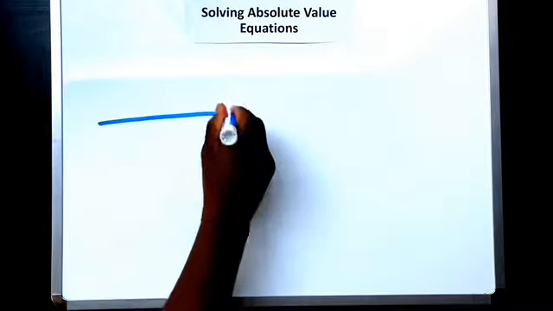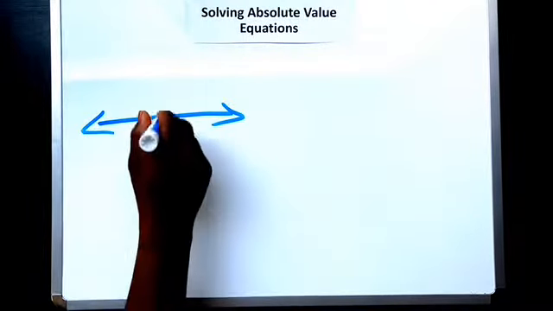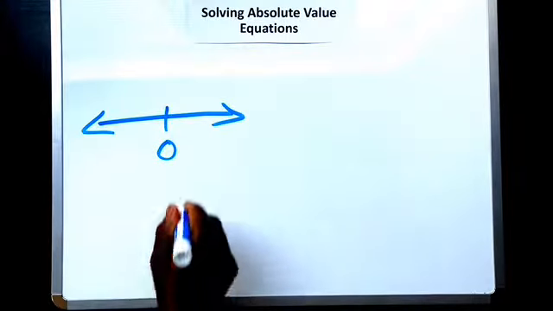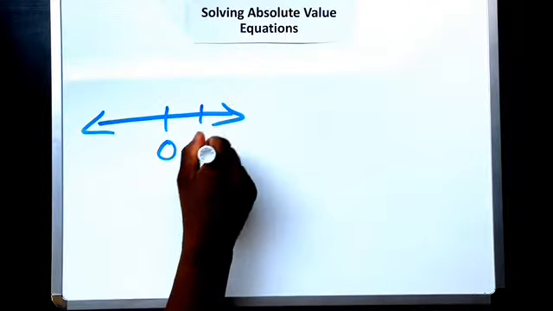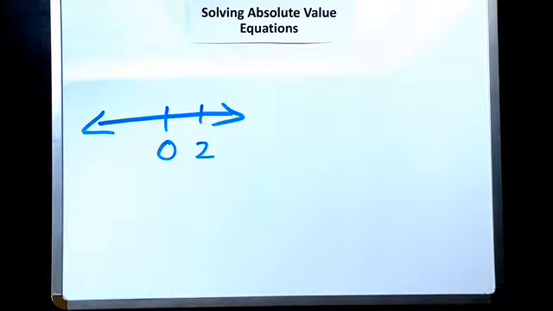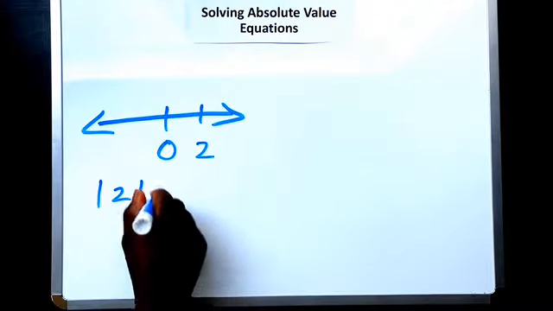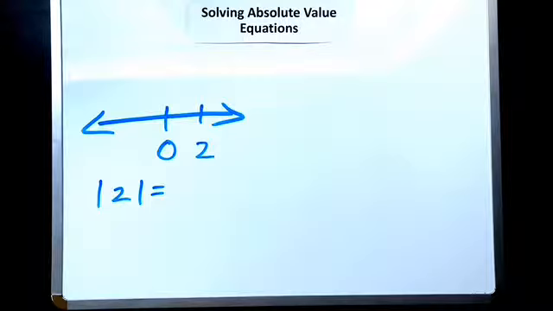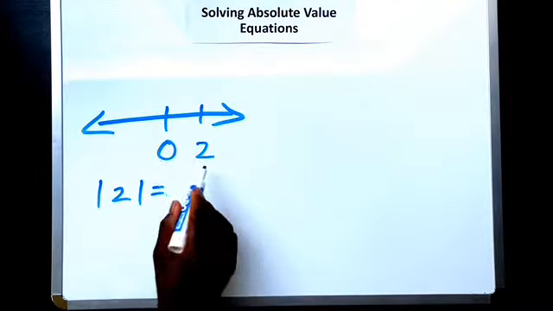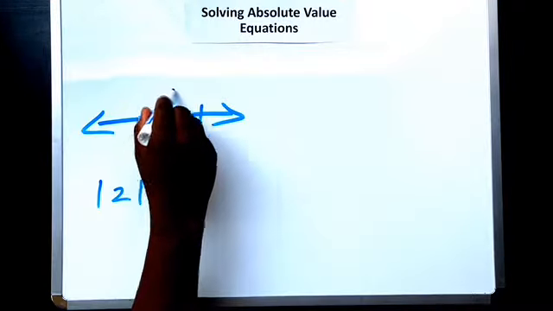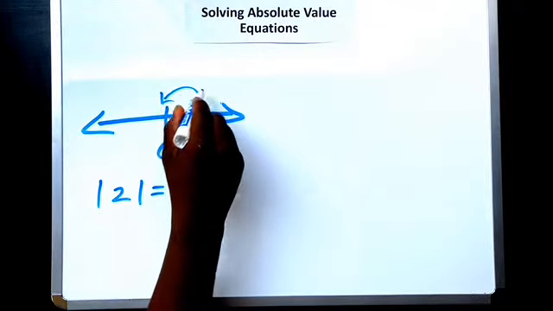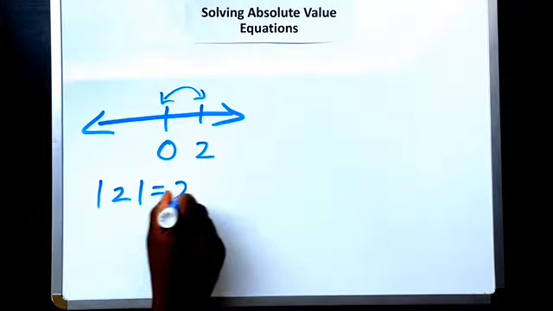Now here is a number line and there's 0, and let's say this is 2. Now if I ask what is the absolute value of 2, what I'm asking is what is the distance between 0 and 2? Okay, what is the distance between 0 and 2? And of course it's 2.